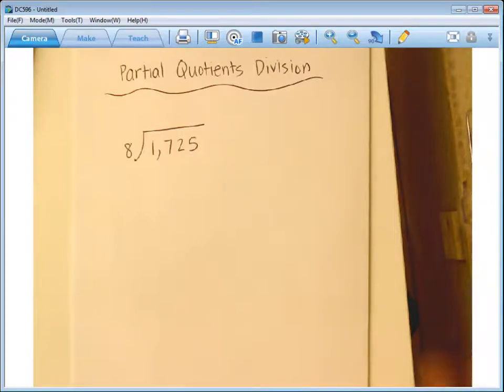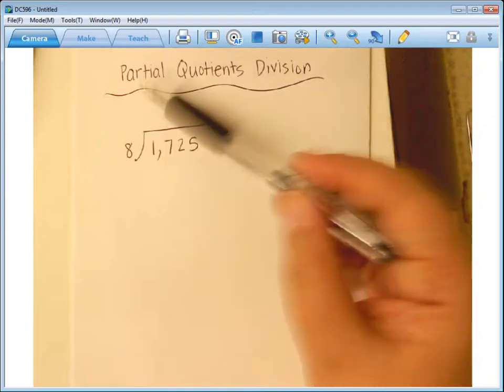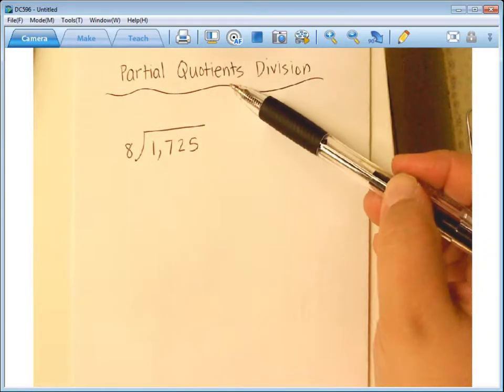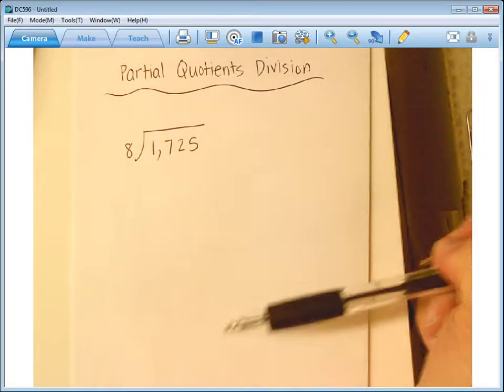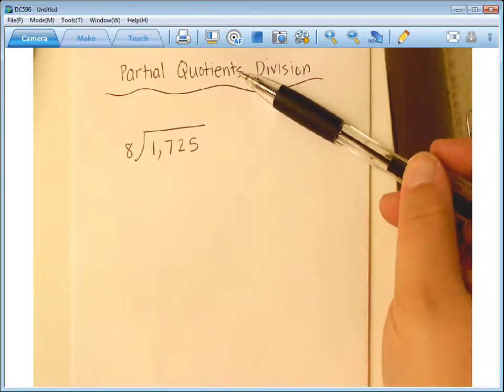Today we're going to learn how to divide using the partial quotients division method. Partial quotients means that you're going to get part of your answer while you're dividing groups, and then you're going to add up all the parts to get your actual final quotient.